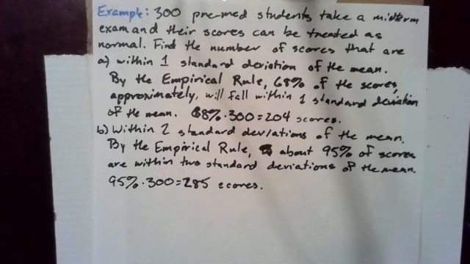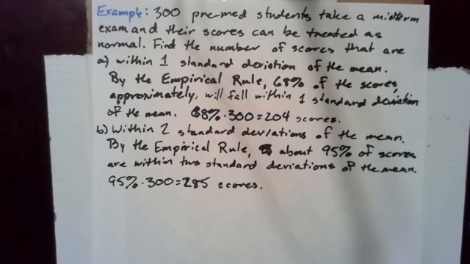Now we'll find the number of scores that are within 2 standard deviations of the mean. By the empirical rule again, about 95% of scores are within 2 standard deviations of the mean. 95% times 300 equals 285 scores.